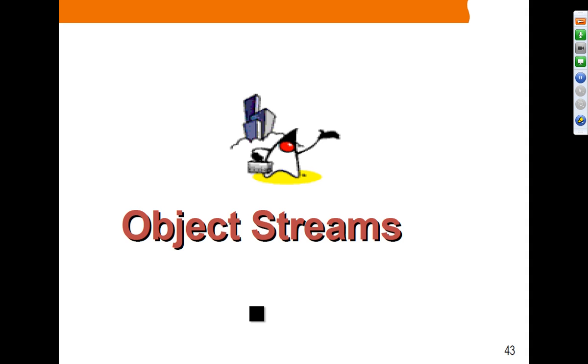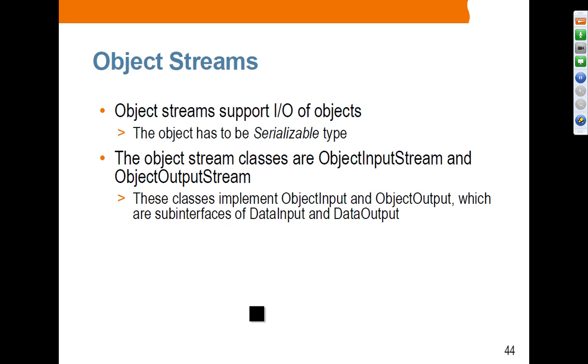Now moving forward, object streams. Object streams are for writing and reading objects. We haven't learned the concept of serializable yet. Not every object is in fact serializable. Only objects of a serializable type can be serialized, meaning you can save an object into a file and read the object from a file. So the object has to be of serializable type.